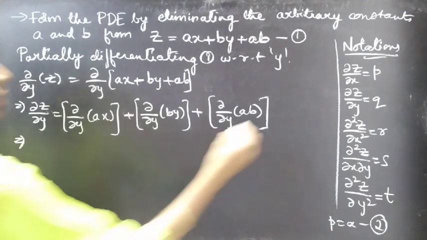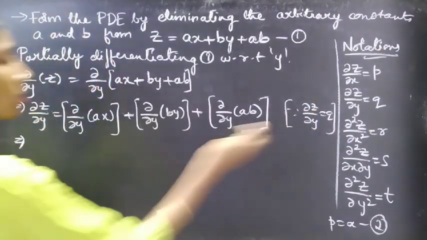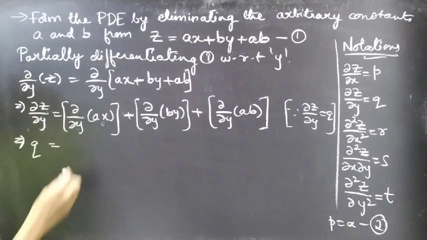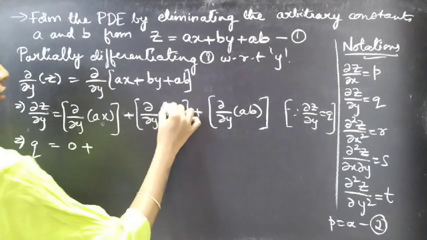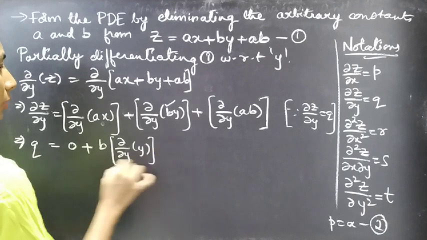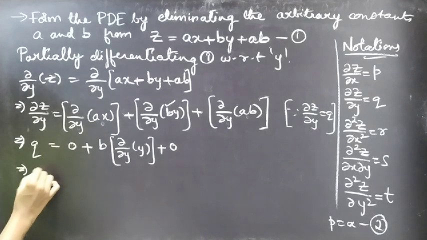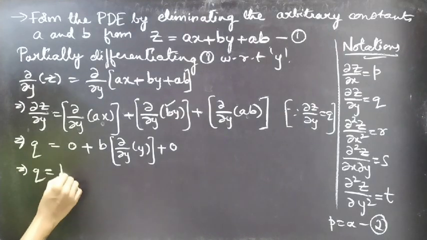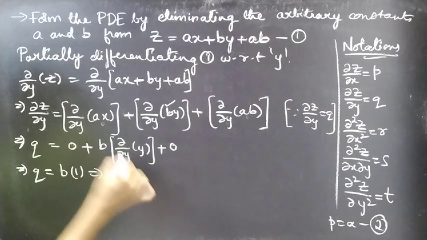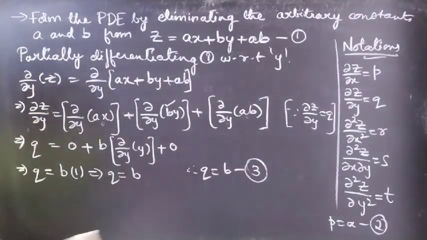Since we have a notation dou z by dou y equal to q, let's replace the LHS part by q. We'll get q equal to partial derivative of constant with respect to y is 0, plus, here we can write this as constant b into partial derivative of y with respect to y, plus partial derivative of constant with respect to y is 0. So you'll get q equal to b into partial derivative of y with respect to y is 1, which gives us q equal to b. Therefore q equal to b can be considered as some equation 3.